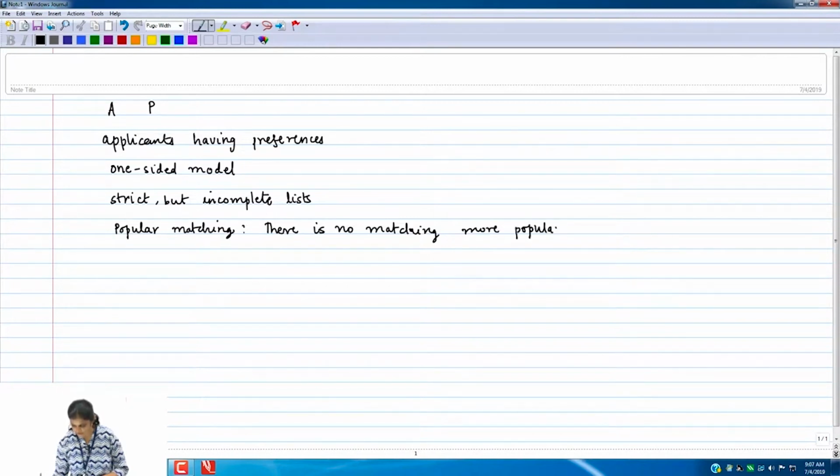So we have seen that popular matchings may not exist. When they exist, they form a very nice solution because no majority would like to deviate from that matching, and therefore we are interested in answering the question, does there exist a popular matching? We have already answered that question by defining what is, for every applicant A, its F post, which we will call as F of A. And what is F of A, to recall?